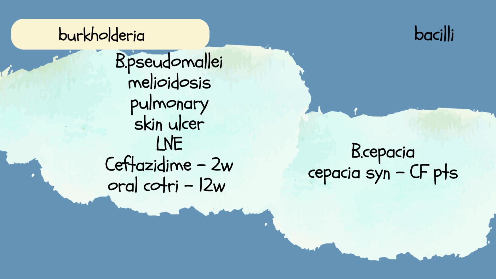And the drug of choice, it requires a little bit prolonged treatment. Ceftazidime is given for the initial 2 weeks, then changed to oral cotrimoxazole for the 12 weeks. So total you need 14 weeks treatment. So it's a prolonged treatment for Burkholderia pseudomallei. Okay, so that is melioidosis. Burkholderia cepacia can cause cepacia syndrome, especially in cystic fibrosis patients. Okay, cepacia.